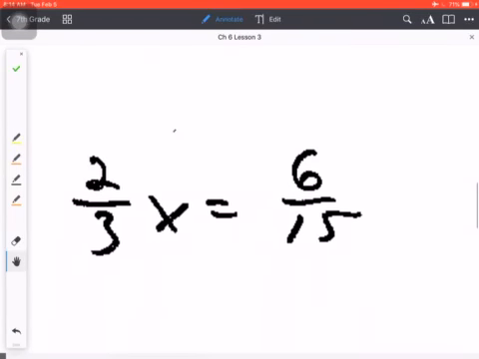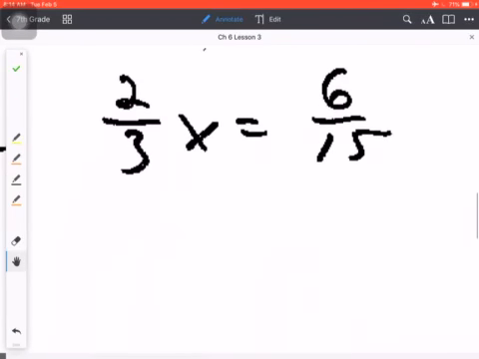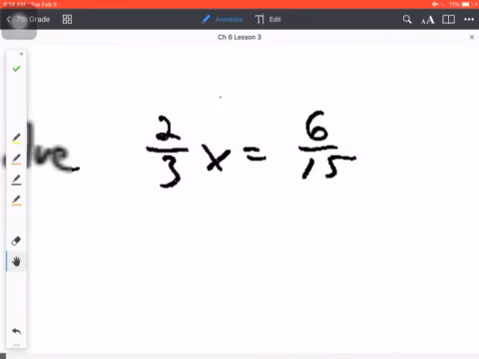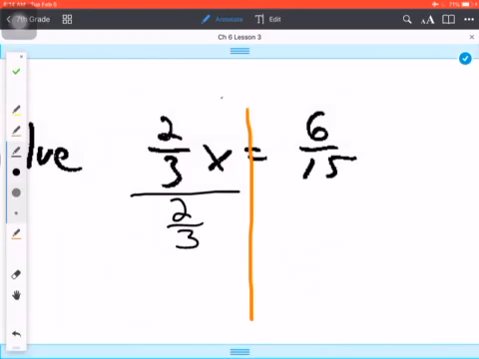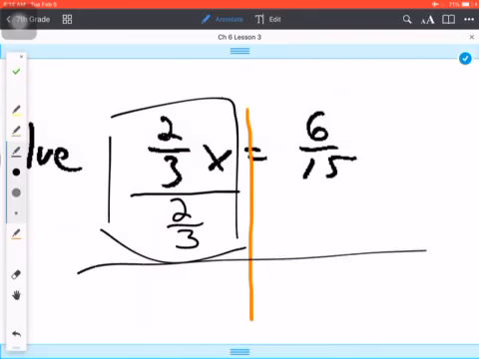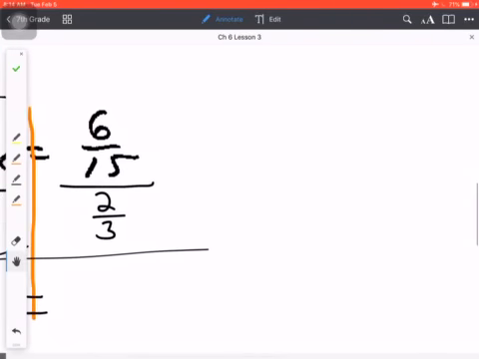Alright, let's look at example 2 now. Example 2 says to solve 2/3 x equals 6/15. Again, I'm going to draw a line. Now, this is 2/3 times x, so I'm going to make a complex fraction because I'm dividing by 2/3. And this entire fraction over here will result in just x. Now, the issue is going to come in over here, because this is not going to simplify very nicely.